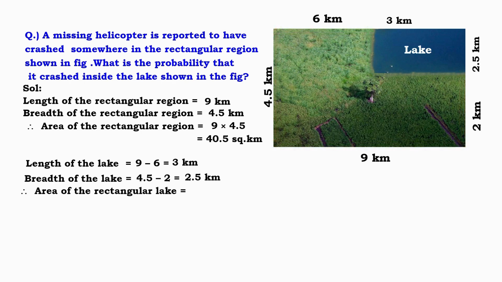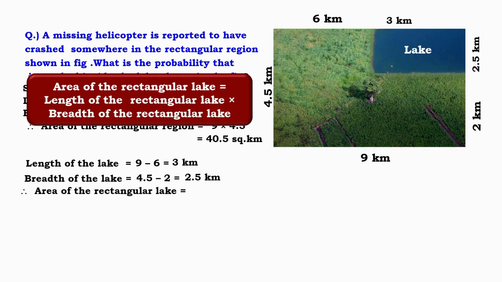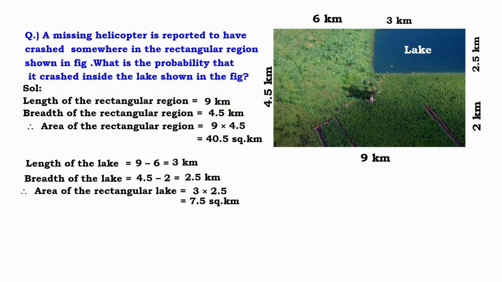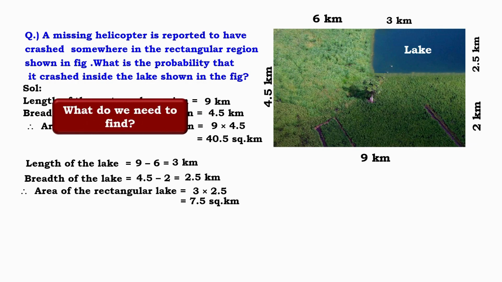So the area of the rectangular lake will be, so we need to calculate the length and breadth of the rectangular lake, that is 3 into 2.5, which becomes 7.5 square kilometer. Now what do we need to find? We have to find the probability that it crashed inside the lake.